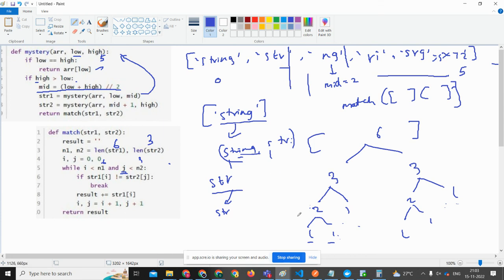So it's going to return str for the left. On the right-hand side we have ng. Str and ng are not matching, so it returns an empty list. Here also, ri is not matching, so it's giving an empty list. If you have an empty string, the corresponding thing also will be empty. All will be empty, right?